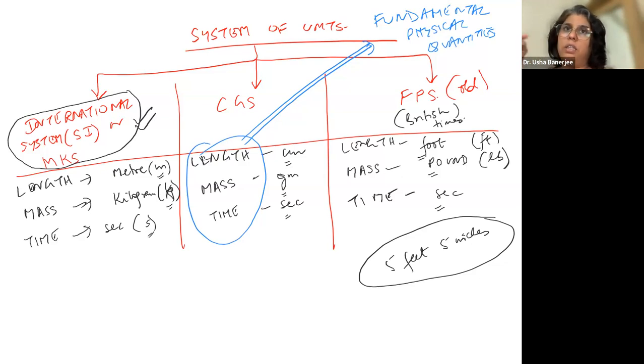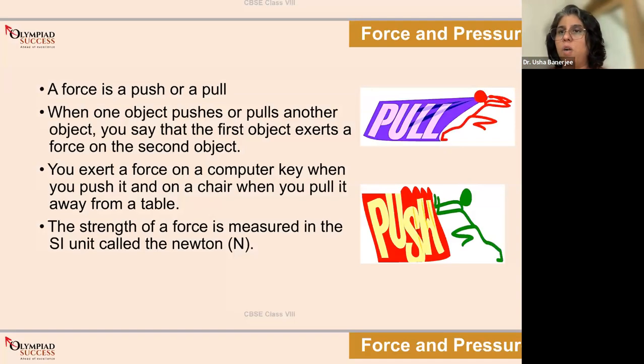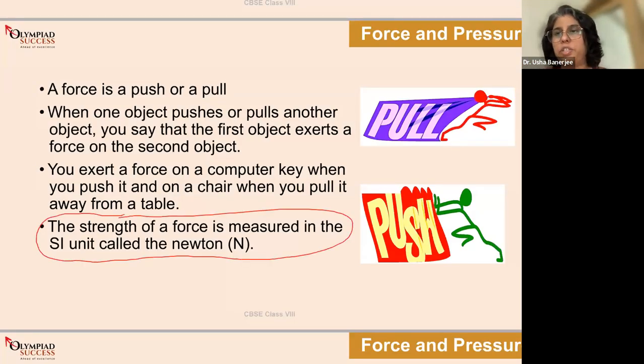Okay, done. Now, look at this sentence. The strength of the force is usually called Newton. Yeah, I can see Anish typed a question. There's no difference. Of course not. How many miles make a kilometer? How many miles make a kilometer? Anybody?